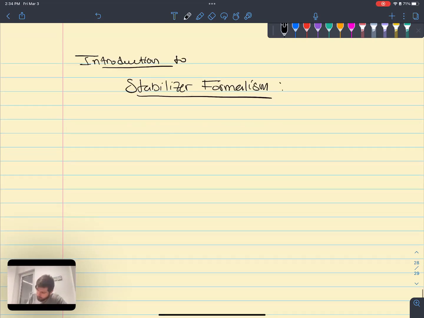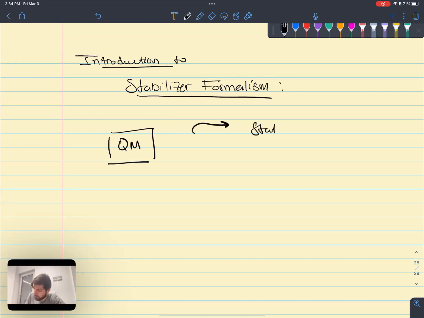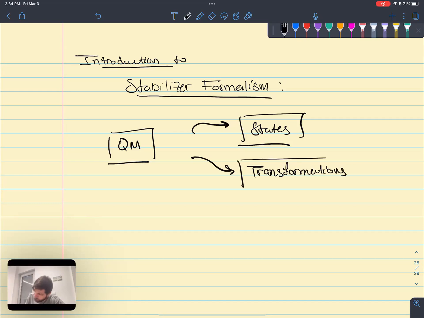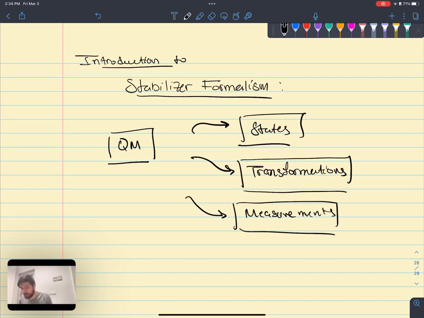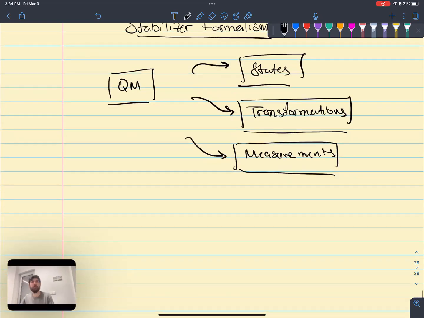Let's just recall, as a warm-up, that when we have quantum mechanics, we have basically three ingredients. We have the states, we have the transformations, which we can think of as gates, or unitary operators. And then we have the measurements. In general, we think that it should be hard to simulate an arbitrary quantum process or an arbitrary quantum circuit on a classical computer.